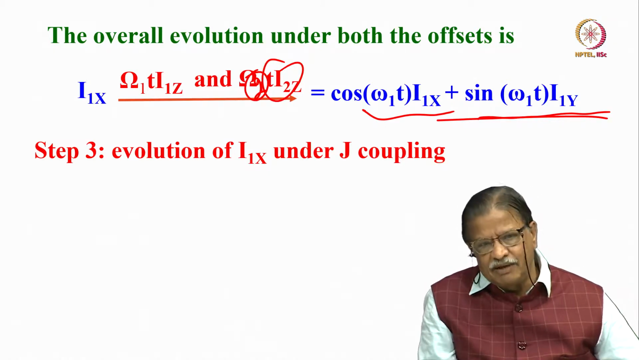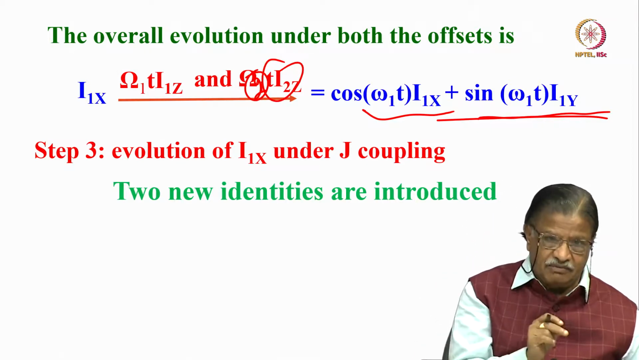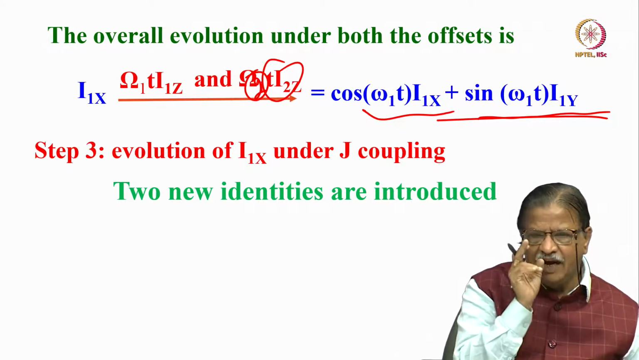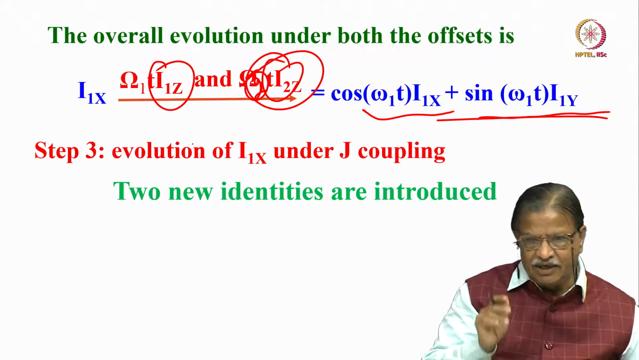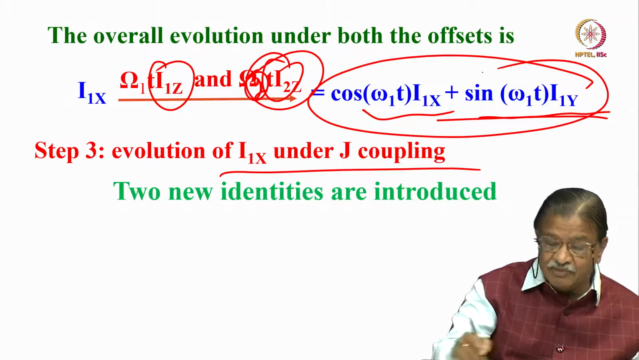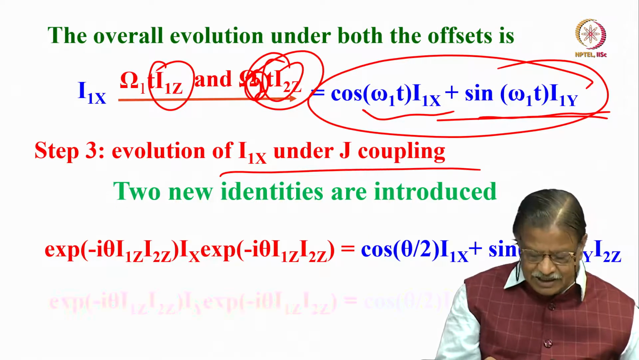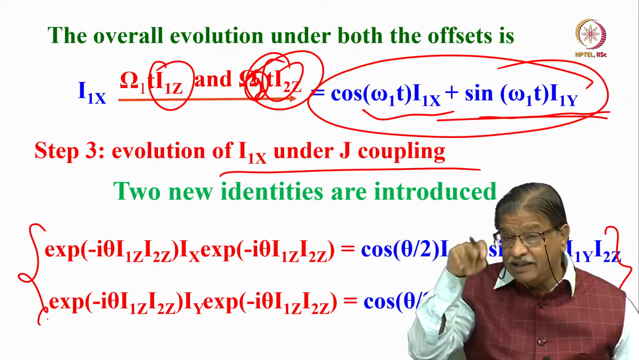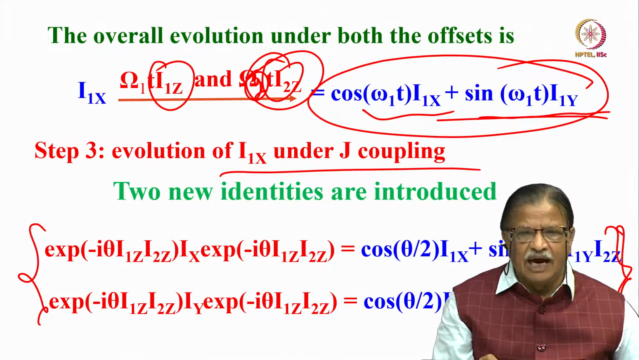Step 3, evolution of I1x under J coupling. Under J coupling there are two new identities introduced. In the in-phase term we have considered evolution of I1x under omega 1 t I1z and omega 2 t I2z. Now, evolution of the same terms under J coupling. So, these two terms should be considered under J coupling evolution. The two new identities are introduced like it was introduced for the single spin case. Remember, 3 drawings were given finally to summarize this. Exactly these two new identities are introduced.